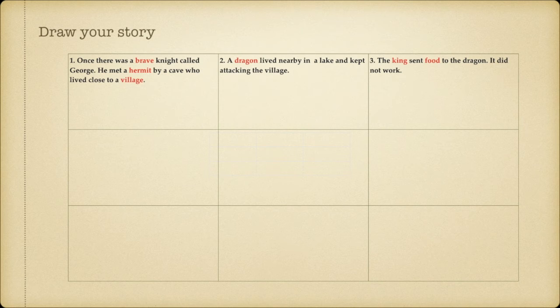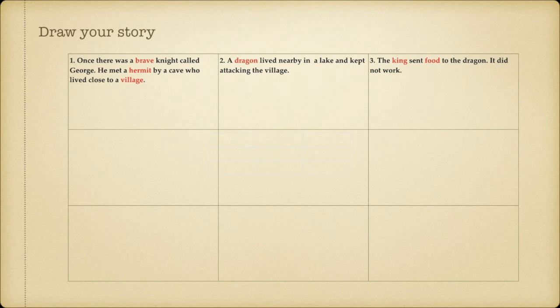Let's go to rectangle number 2. I've highlighted the important words in each sentence. They're in red. A dragon lived nearby in a lake and kept attacking the village. Where did the dragon live? Can you memorize that sentence? So your task will be memorize that sentence. Can you repeat it without looking at it? Can you say it over and over again and still remember it? So in rectangle number 2, once you've finished rehearsing your sentence, draw some images or pictures to go with that sentence. A dragon lived nearby in a lake and kept attacking the village.